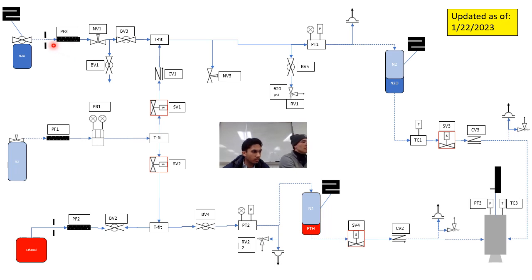So we slowly open, and this is pretty important, because there's a pressure difference of 900 to 820. We slowly open NV1, needle valve 1, to begin liquid nitrous oxide flow. We also assume that at this point BV1 is closed and BV3 is open.